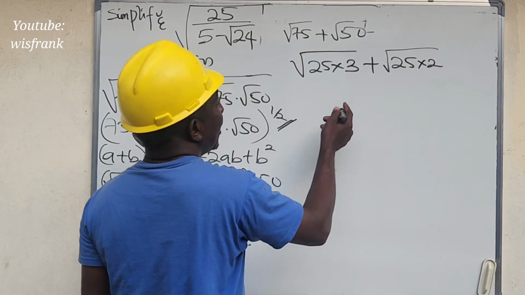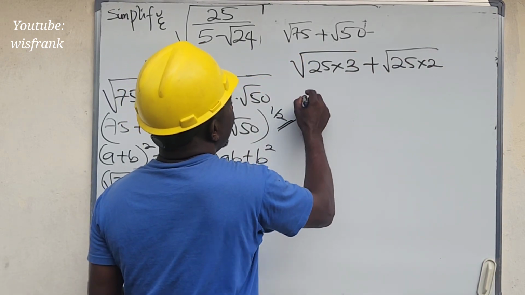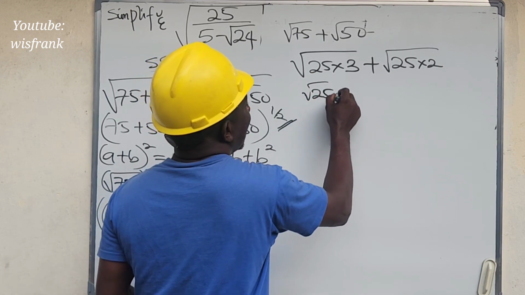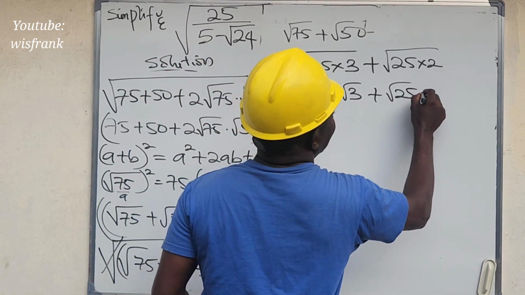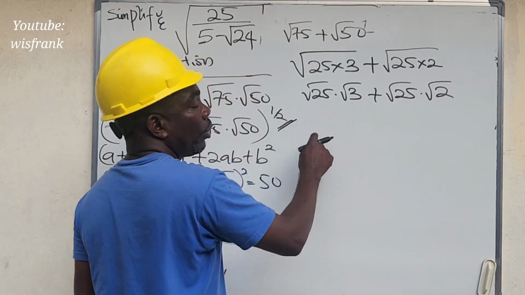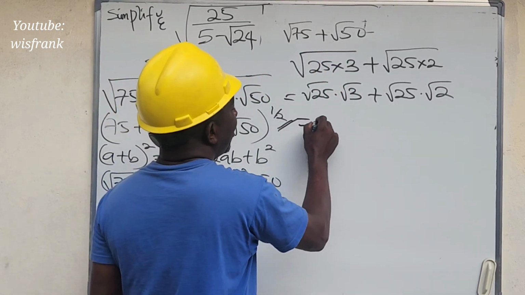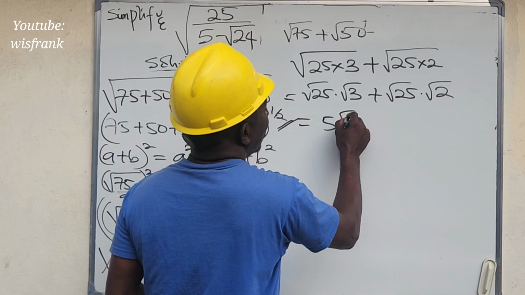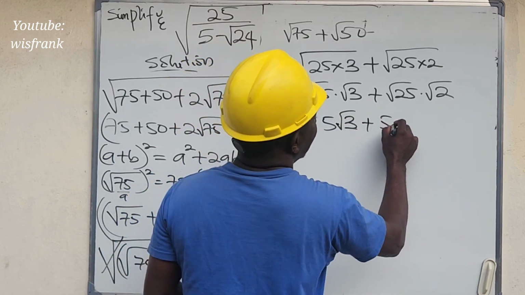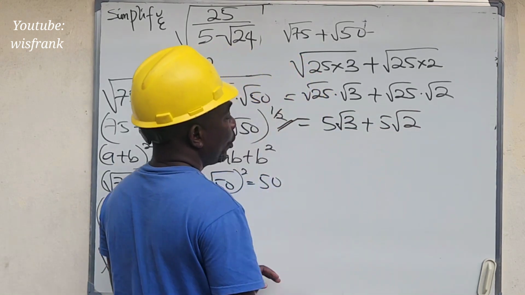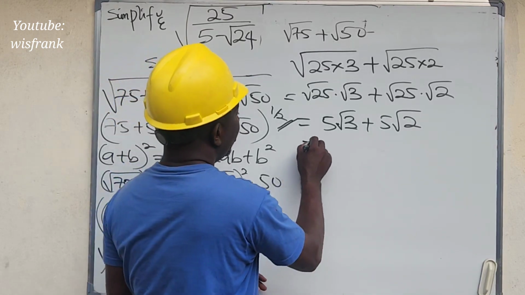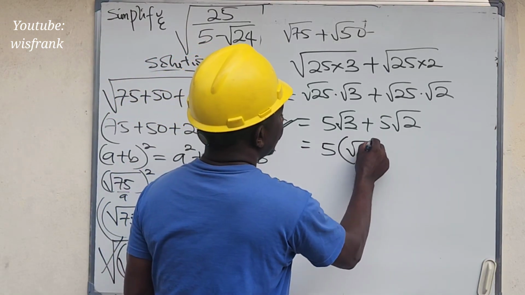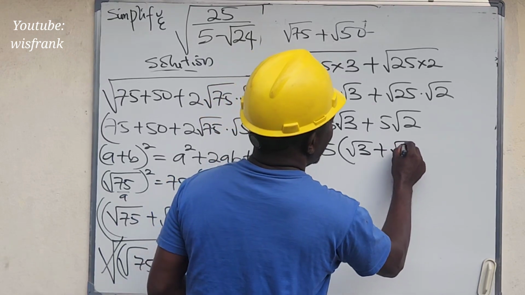Then we have plus square root of 50, which is the same thing as 25 times 2. So this is the same thing as having square root of 25 times square root of 3, then we have square root of 25 times square root of 2. You know that square root of 25 is 5. So we have here 5 times square root of 3 plus 5 times square root of 2. So here we can factor it out, because we have 5 as common. So this will give us 5 into square root of 3 plus square root of 2.